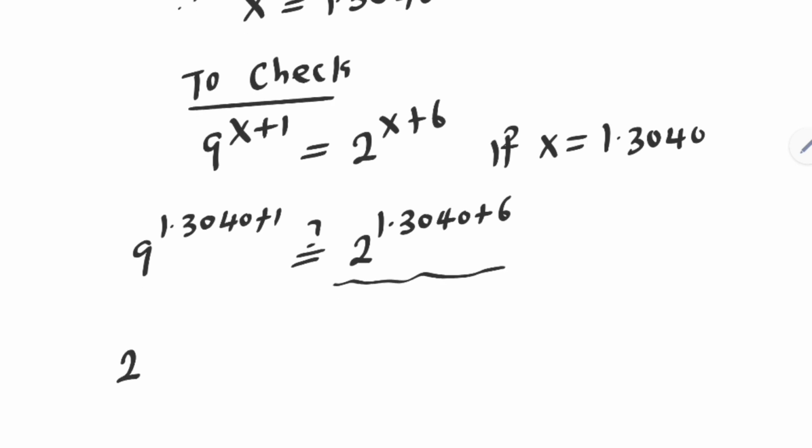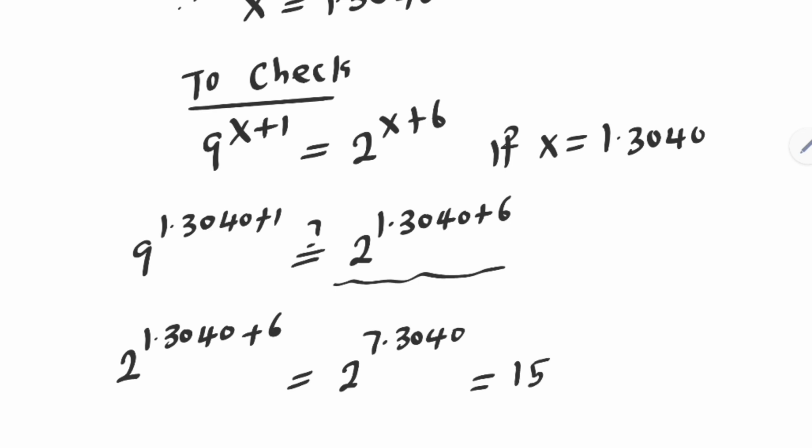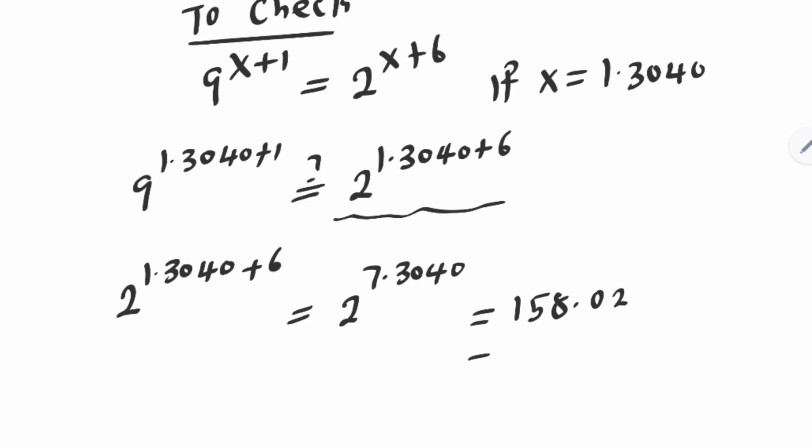Now let us consider this. 2 raised to power 1.3040 plus 6. This is equal to 2 raised to power 7.3040, and 2 raised to power 7.3040 is equal to 158.02, and this is approximately equal to 158. Let us call this right hand side.